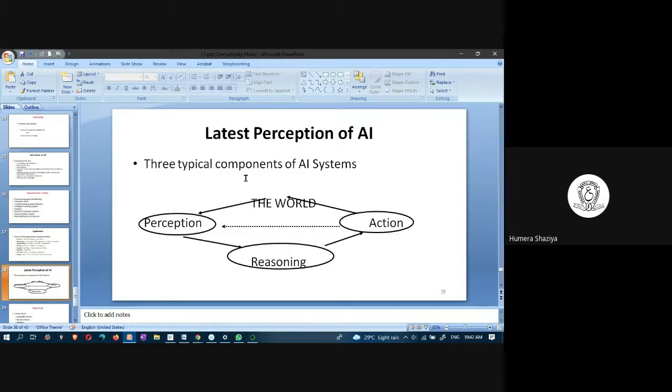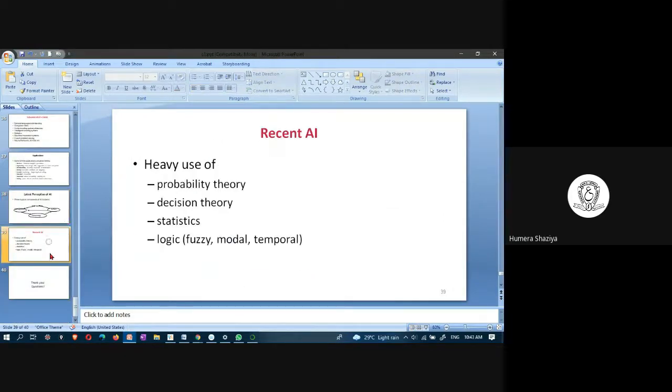There are three typical components: perception, reasoning, action. Perception is to see, reasoning is to decide things, and action is to take action. Recent AI uses probability theory, decision theory, statistics. Whatever you will study, neural networks, decision tree, random forest, naive bayes, logistic regression, linear regression, SVM, all these are AI techniques.